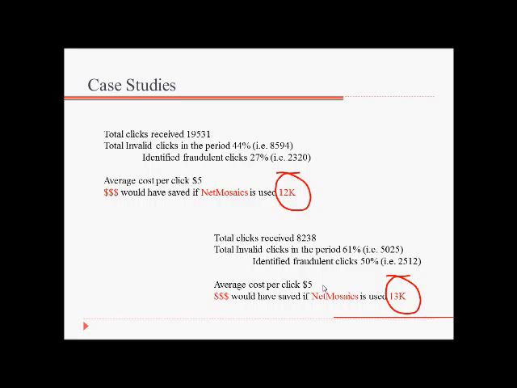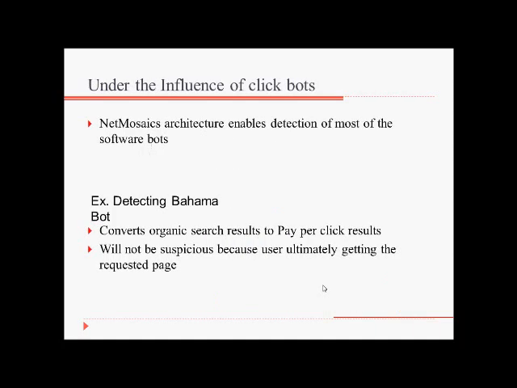In this slide, we show the results from an actual ad campaign that we ran in Google. In the first campaign, we lost almost 12,000 US dollars to fraudulent traffic, and in the second campaign, we lost around 13,000 US dollars to fraudulent traffic. These figures were never identified or investigated by Google. Nowadays, fraudsters commit click fraud with the use of software bots. NetMosaics is immune to such attacks, and this example shows how it identified an attack from Bahama bot.